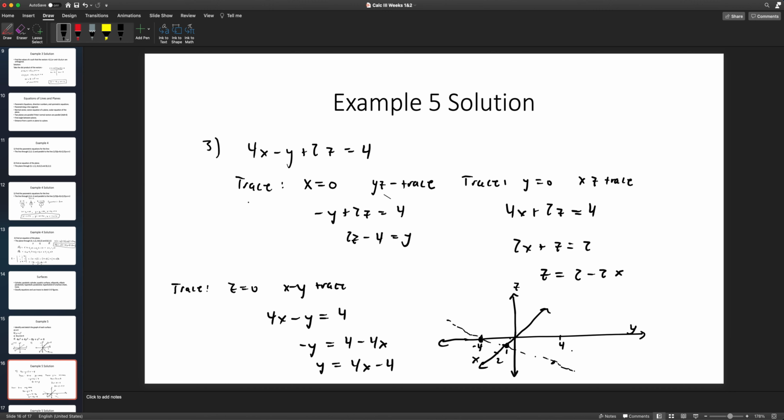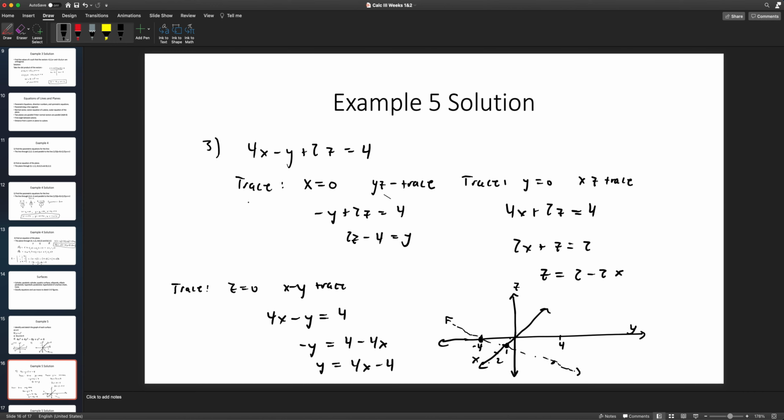Now that's only for when z is 0, right? So z in reality can be any value. It could be 12 or whatever. So we have to keep that in mind when we're doing this trace, that even though this is a line, this is only for when z is 0. Okay, let's go over here.